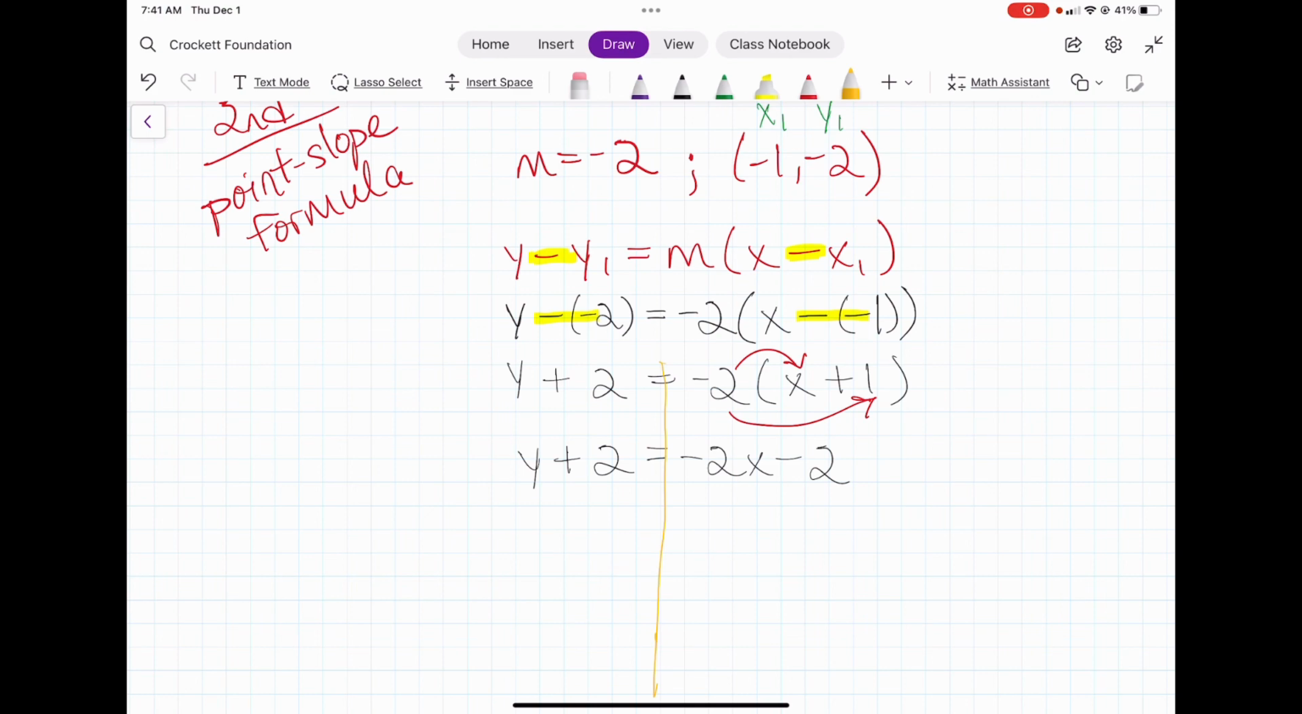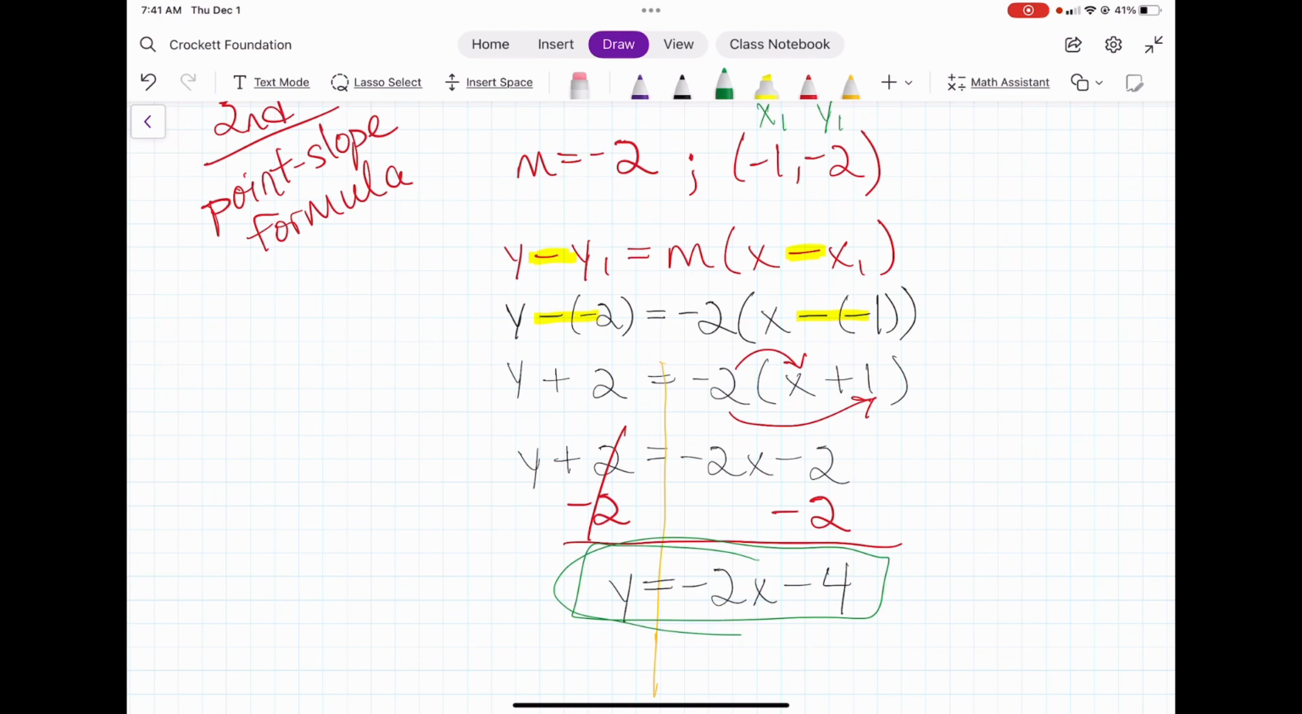But now, to finish this, we just have to finish solving for y. So we're going to subtract this 2 from both sides. Those 2's cancel out on the left. And that becomes y equals negative 2x minus 4. And that would be our final answer here. Okay, final answer. That would be our equation of a line.